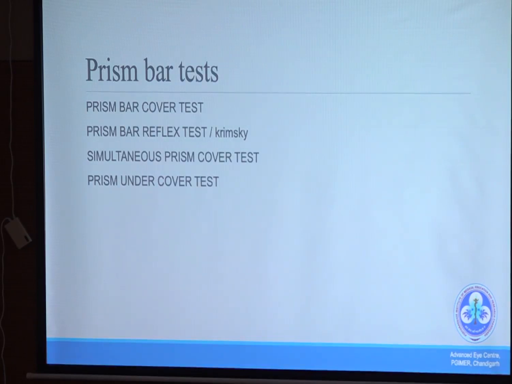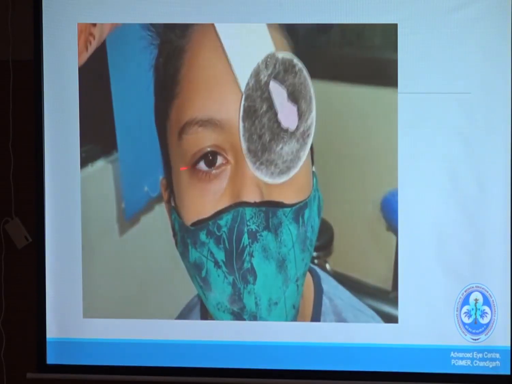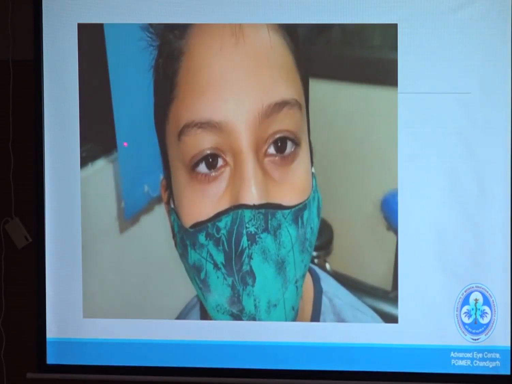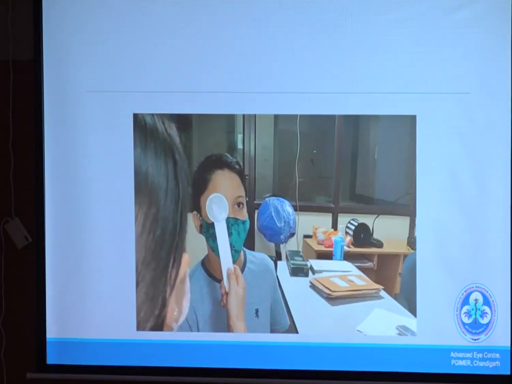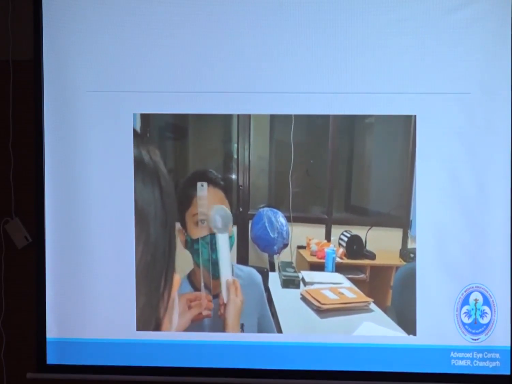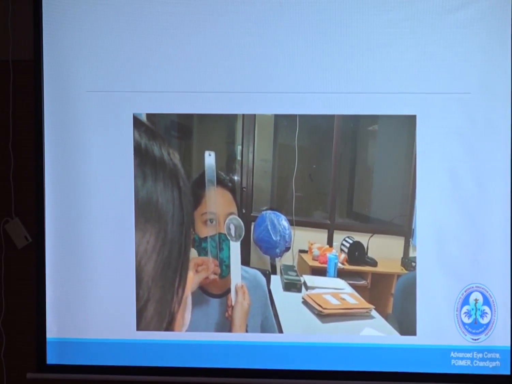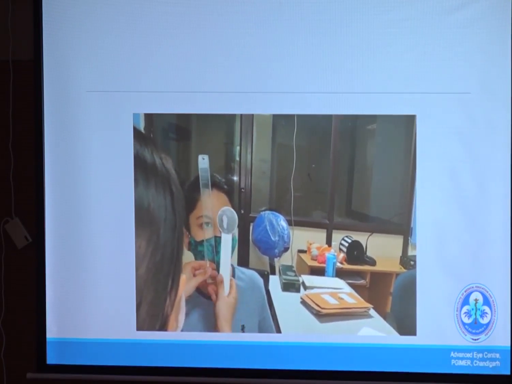There are a lot of tests, but the basic thing you have to remember is that you put the apex towards the direction of deviation of the patient. So this patient is having an esotropia. Where do I put the prism? In front of the right eye, and you put the apex in or the base out. This is how you do the alternate cover test, and you put the prism in front of the patient's eye with the apex in and gradually increase the prisms till you get a neutralization of that movement.